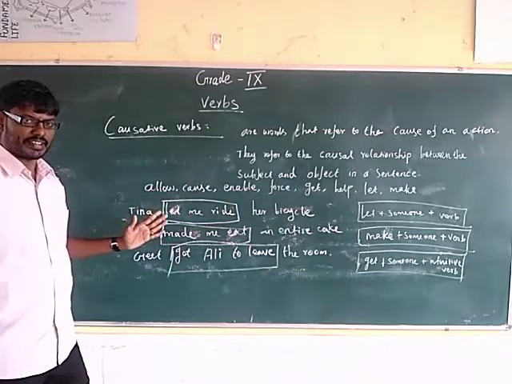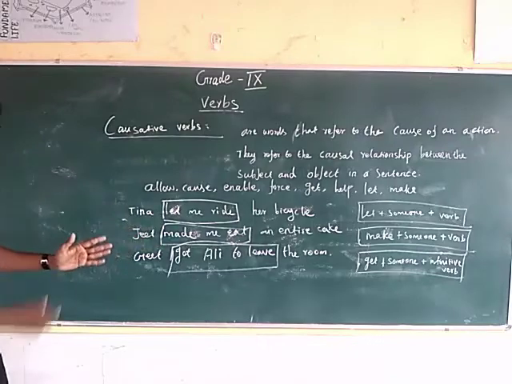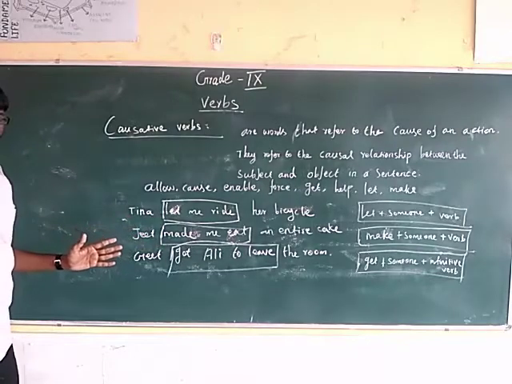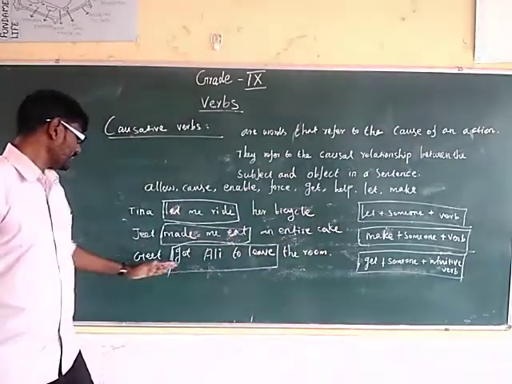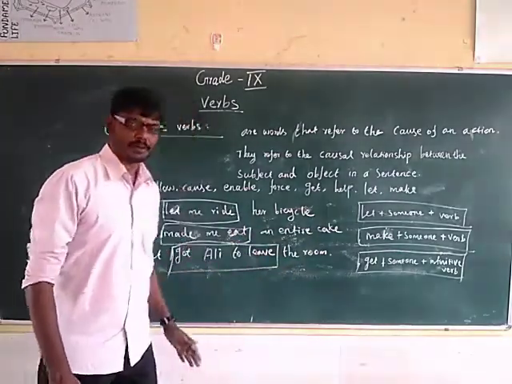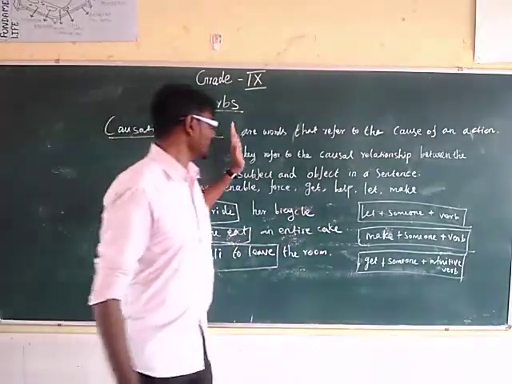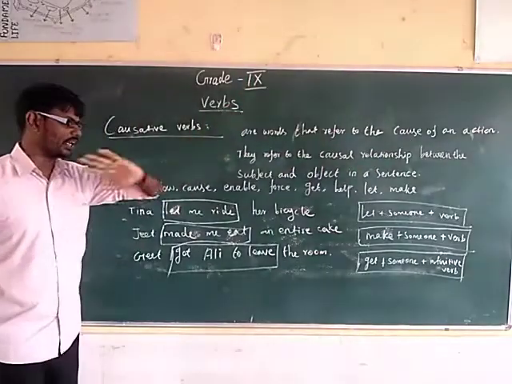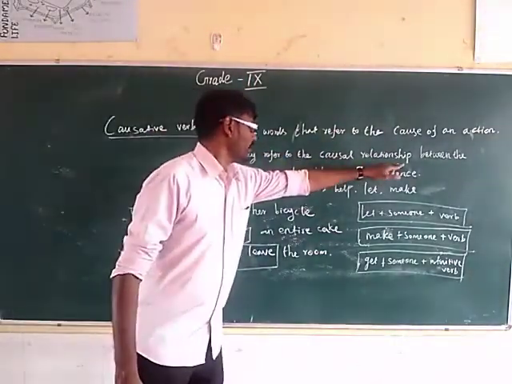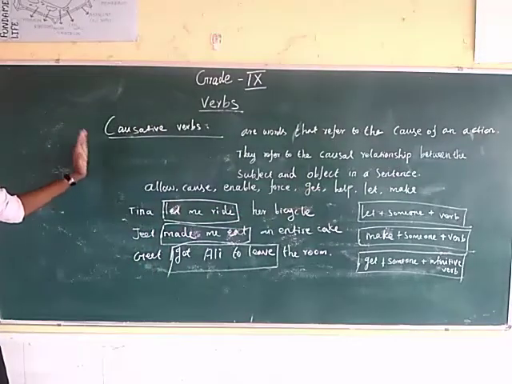So one action causes the other action. One action is the reason for another action to happen. Jeet made me eat an entire cake. Jeet got Ali to leave the room. These are causative verbs. What are causative verbs? They are words that refer to the cause of an action, and they talk about the relationship between the subject and the object of the sentence.